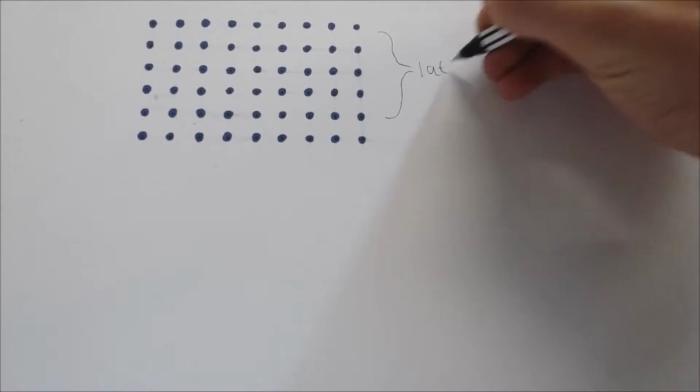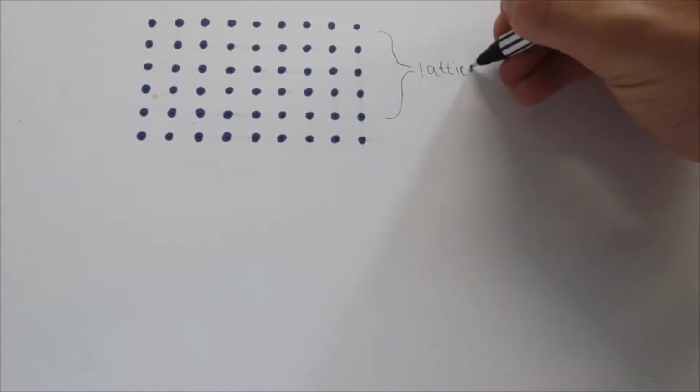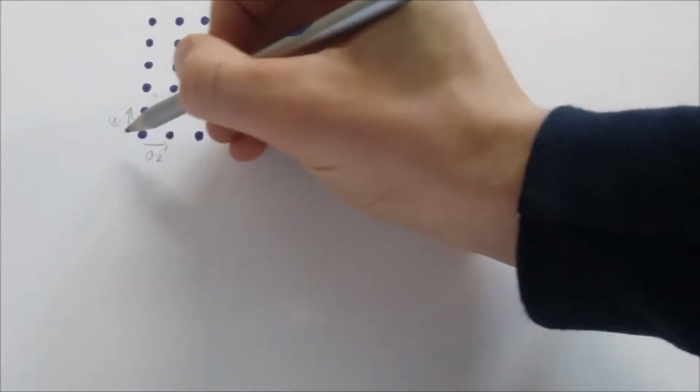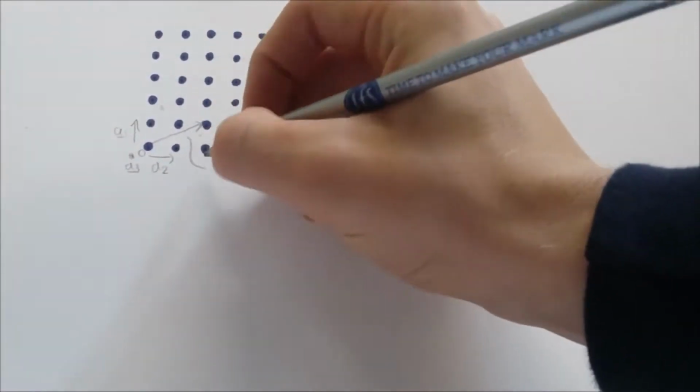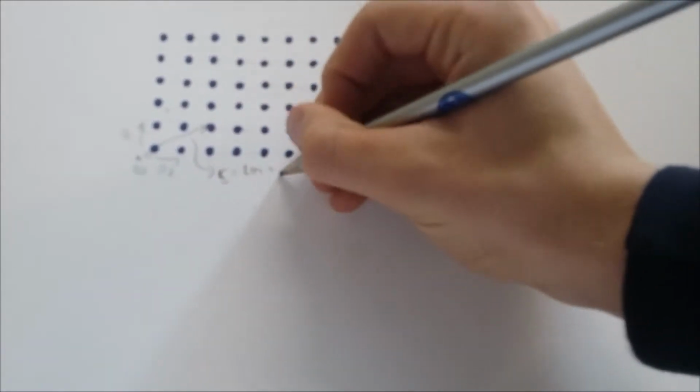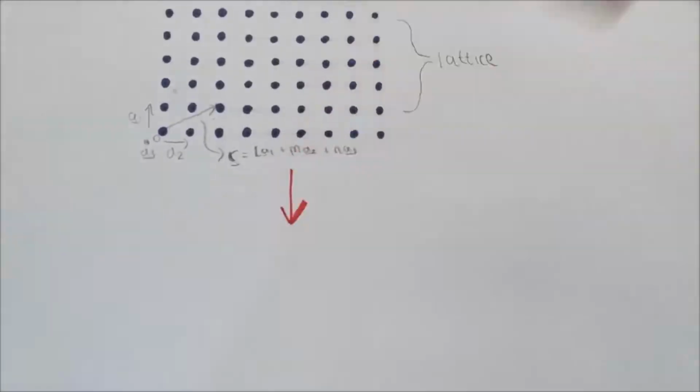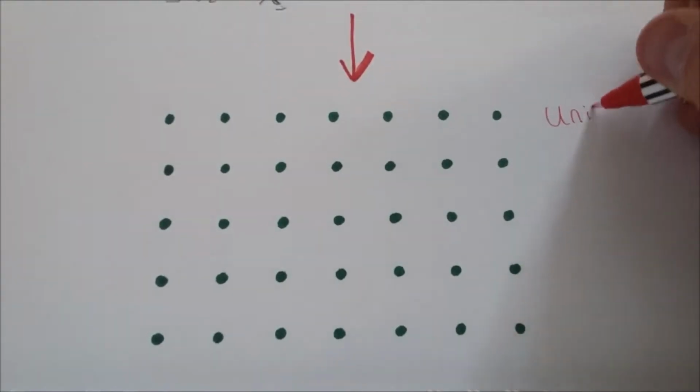A lattice is a regular arrangement of atoms in space such that the environment of each atom is the same. Each point in the lattice has a set of linearly independent vectors which define its position as shown in this diagram. Within a lattice we have things called unit cells.